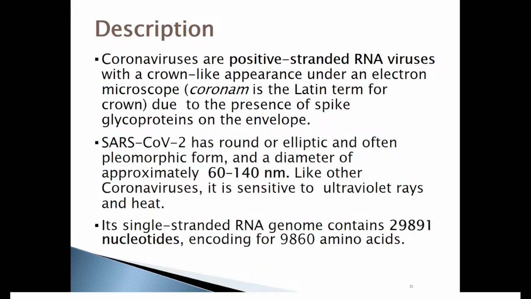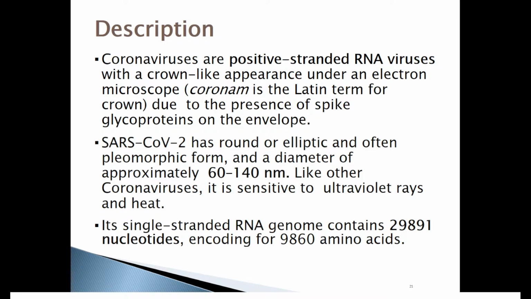What is coronavirus? Coronaviruses are positive-strand RNA viruses with a crown-like appearance under an electron microscope. Corona is the Latin term for crown, due to the presence of spike glycoproteins on the envelope. They are very famous, and many drugs and vaccines for coronavirus infection target them. Another, more scientific name of coronavirus is SARS-CoV-2.